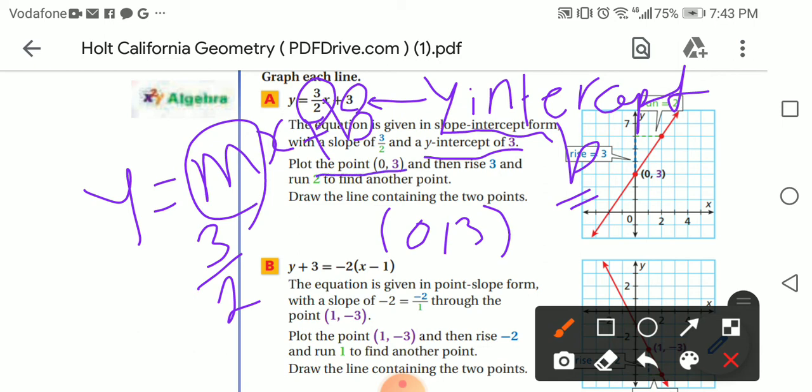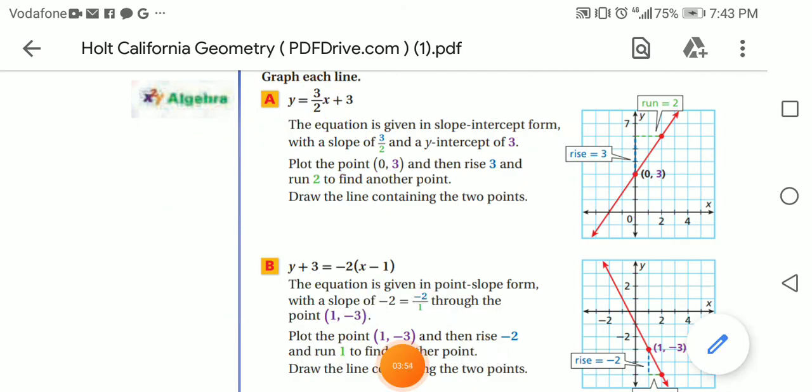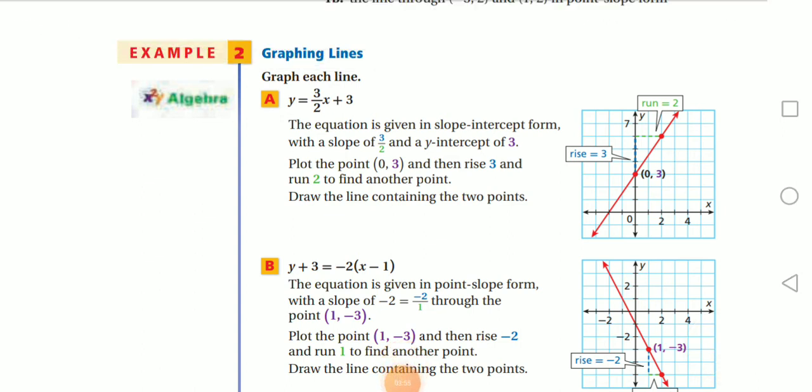This is the second step. So I'm going to have my graph now and plot the point. The first point I should plot is 0, 3. So this is my point 0, 3.